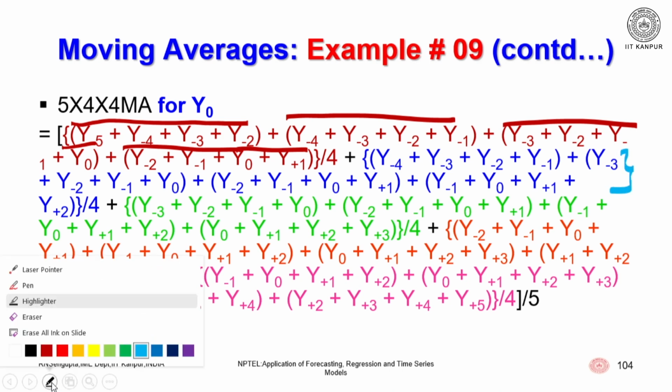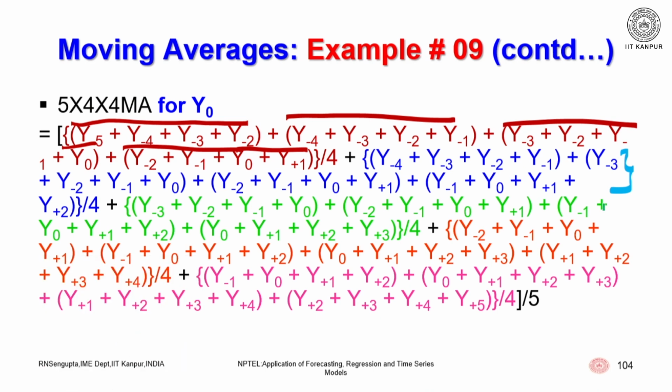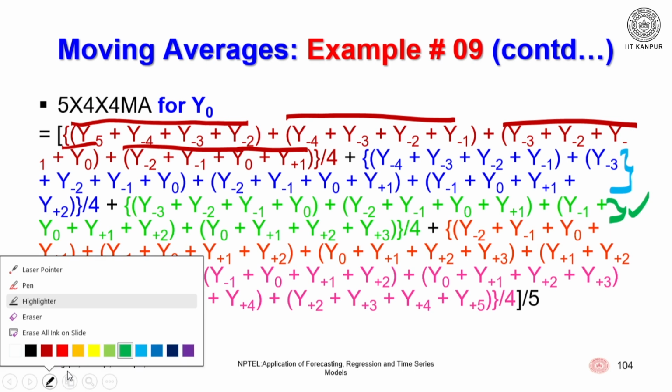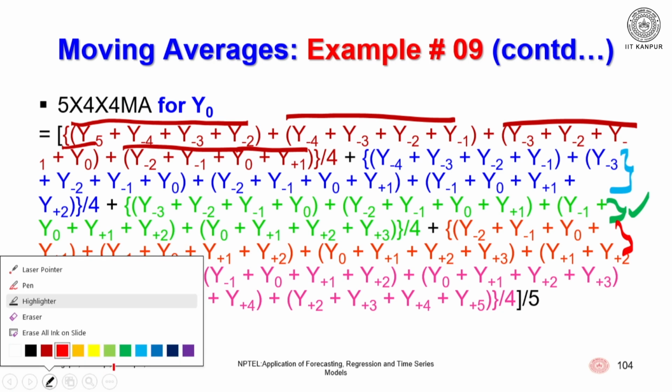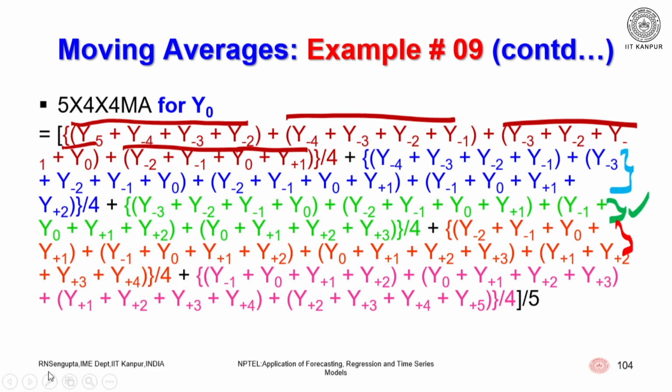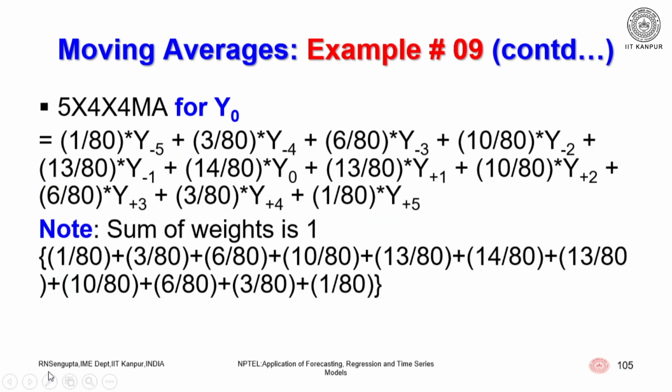The third such block is marked in green. The fourth block is marked in red, and the fifth one is marked in pink. So, if I consider all these things and take 5 cross 4 plus 4, please pay attention to the values here. Then it becomes, if you remember, 5 cross 4 plus 4, which is 5 into 4 is 20, 20 into 4 is 80.